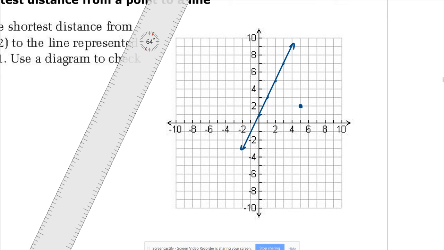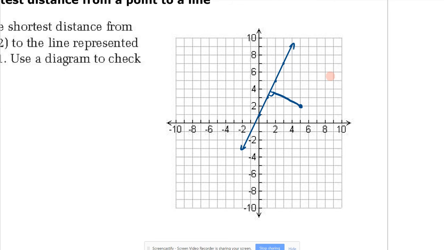Now, what is the shortest distance from this point to the line? Well, it's going to have to be a perpendicular line, right? That's going to be the shortest distance. It has to be a line. Draw the shortest line you can. It's going to be at a 90-degree angle. You can't draw it this way because that's too long. You can't draw it this way. It's going to be also too long. It has to be a line that's perpendicular.